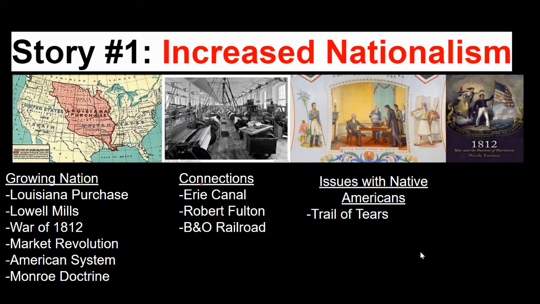The Baltimore and Ohio Railroad is the first of many railroads that would be built in the eastern part of the country, east of the Mississippi River during this time period. And most importantly, we are dealing with foreign countries in a way that basically we don't want to deal with foreign countries. And that is the Monroe Doctrine.